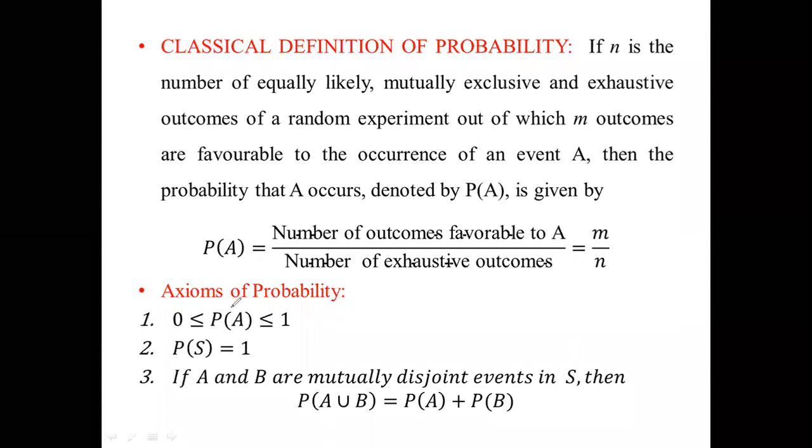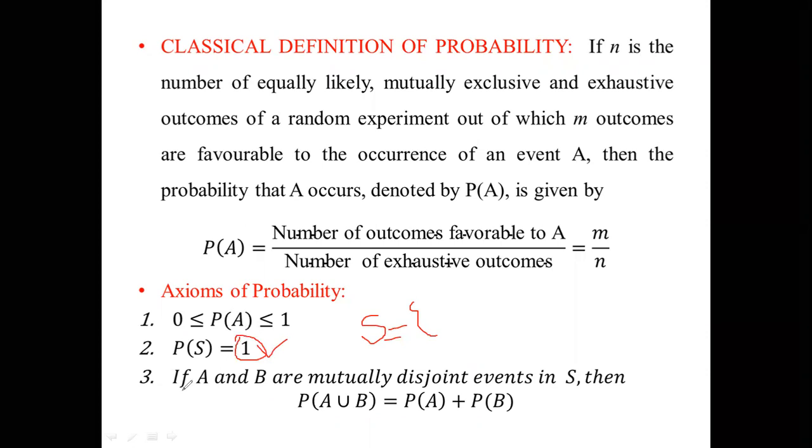The probability of any event is always between 0 and 1. The sum of all probabilities is equal to 1. So you take the sample space capital S, and whatever elements are there in the sample space, if you add all their respective probabilities, then the total probability is equal to 1. That is the second axiom of probability.